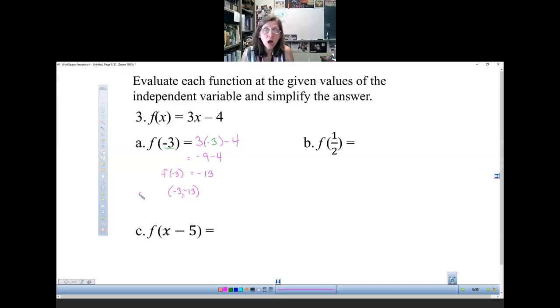So this is not what the problem is asking me to do. This is just translating this information into a format that we might could use to graph. But my final answer for this problem is negative 13. Okay, so this is the answer for this particular problem. Evaluate f of negative 3 is negative 13. I'm just taking it a step further with you to help you see the graphs in just a minute. Okay, questions about 3a?